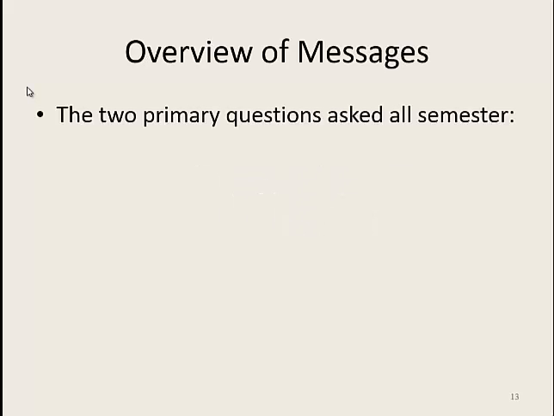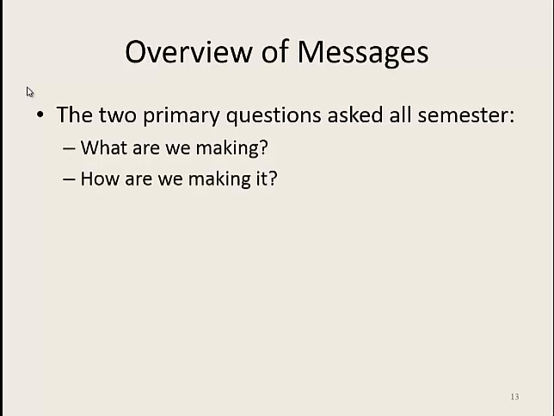Let's forge ahead. Remember that we're always thinking about the two primary questions in this class, and that is, what kind of communication are we making? Communication is something that we make by ourselves, we make it with other people, and you can always ask yourself, what are we making right now? The second question that you'll ask yourself all the time if you're going to be an effective communicator is, how are we making this communication? Is it the best way to make the communication?